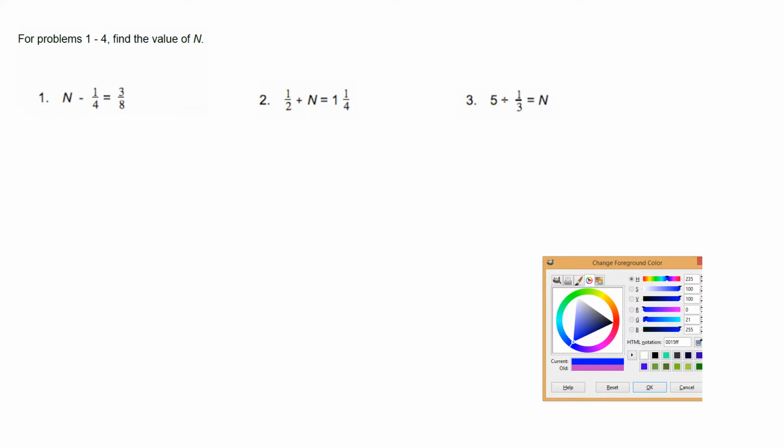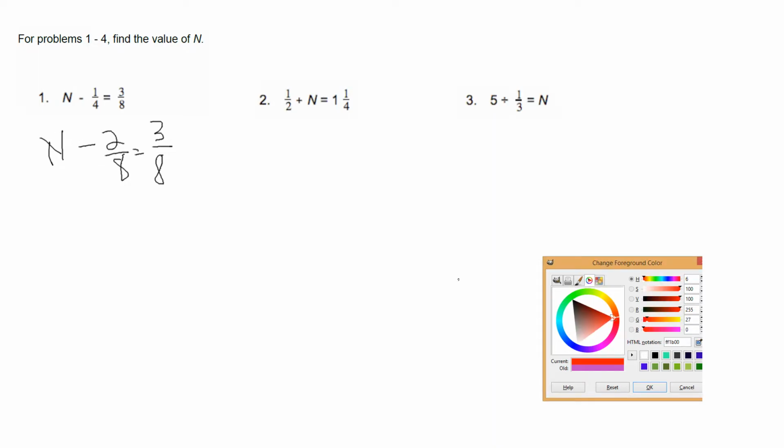All right, these are the last problems. This is sort of the algebra part of the test. We need to figure out what this missing number is. And the first thing I like to do is rewrite it with common denominators. So I'm going to write n minus 2/8 equals 3/8. And right away, you might realize what the answer is.